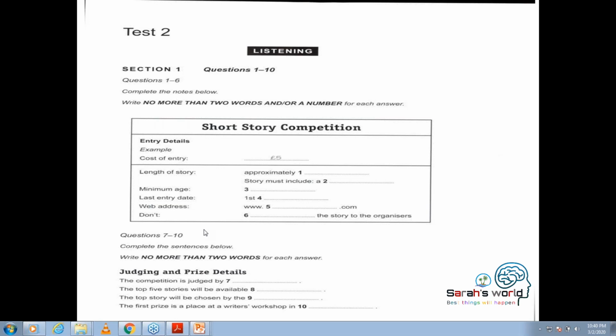So I can complete the entry form online, but how do I send the story? Do I print it out and send it to you? Well, you may want to print the story out so you can review it, but don't post it to us. When you've finished your story, you will need to email it to us. The email address is on the website I gave you. Okay, that's fine.